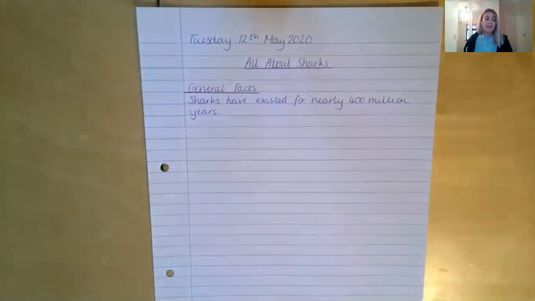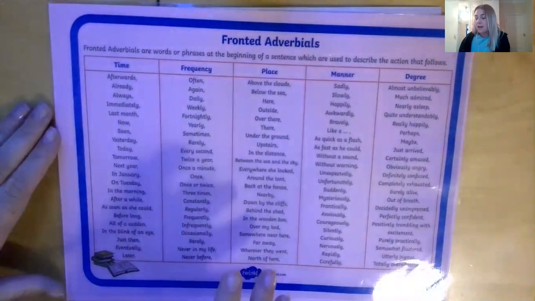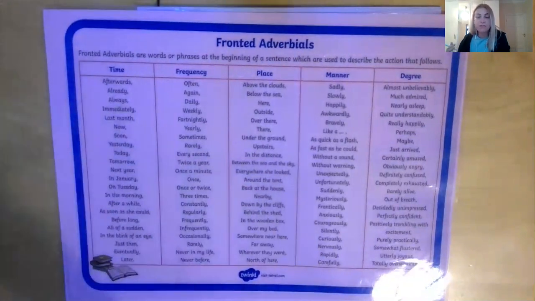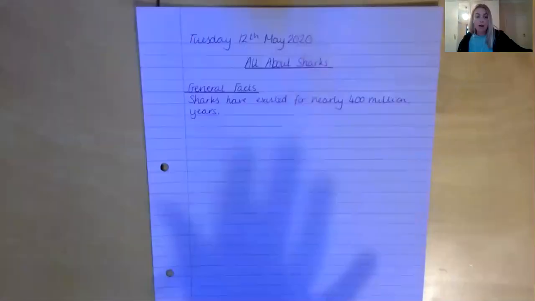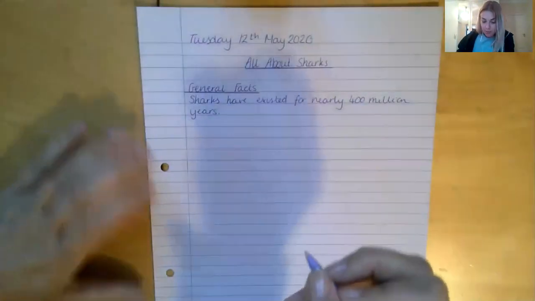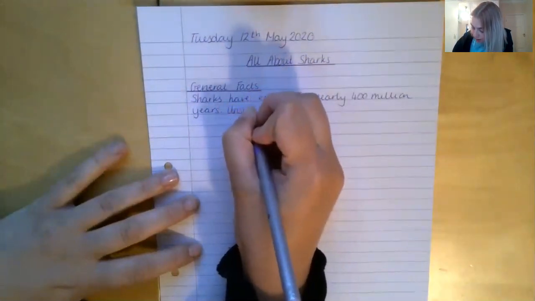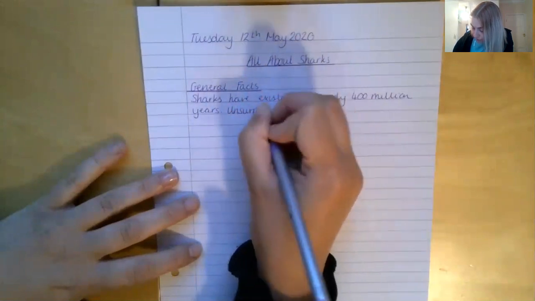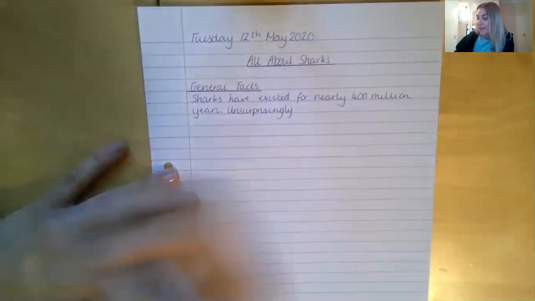Now my next sentence, I want to use a fronted adverbial. I will upload this onto the website for you. This is the one that you have in class. Now, a lot of these won't be appropriate for a fact file and will only be appropriate for stories or things like that, but there might be some on there that you want to use. I'm going to put unsurprisingly. So, unsurprisingly, who can remember what piece of punctuation goes after a fronted adverbial? A comma.